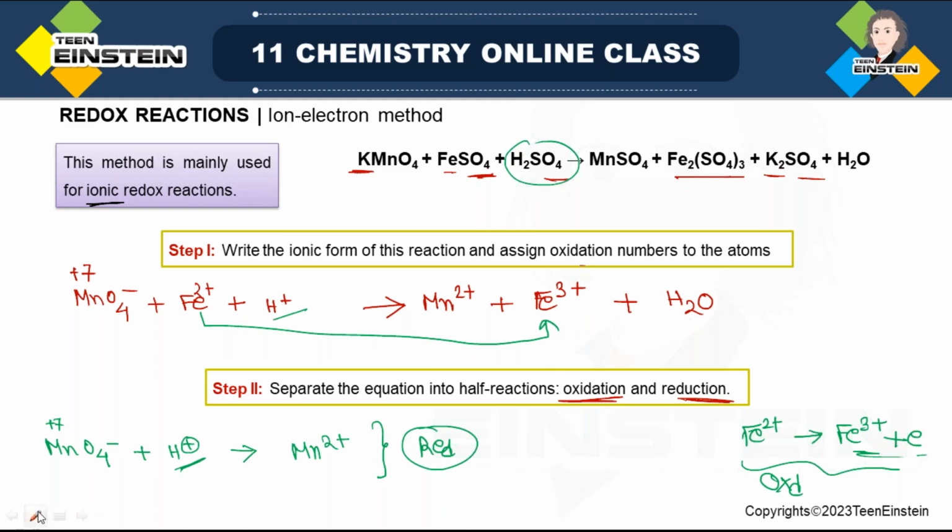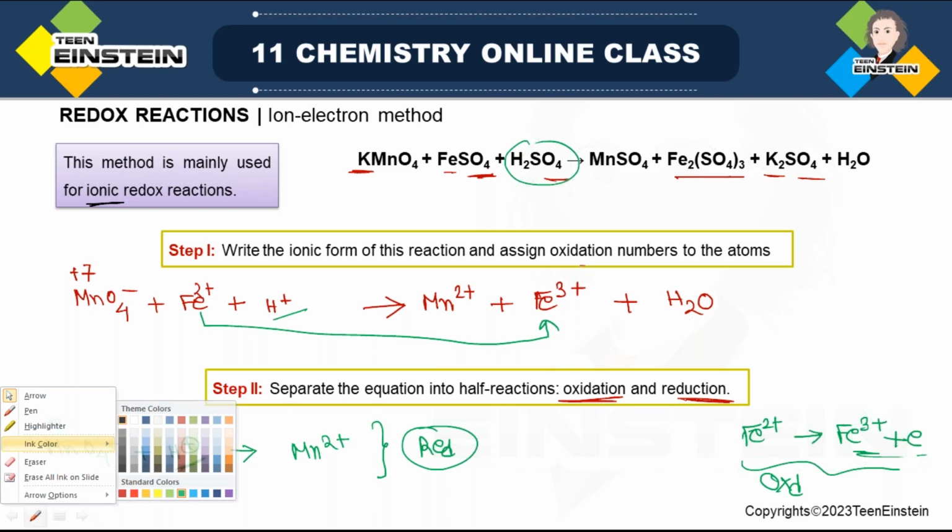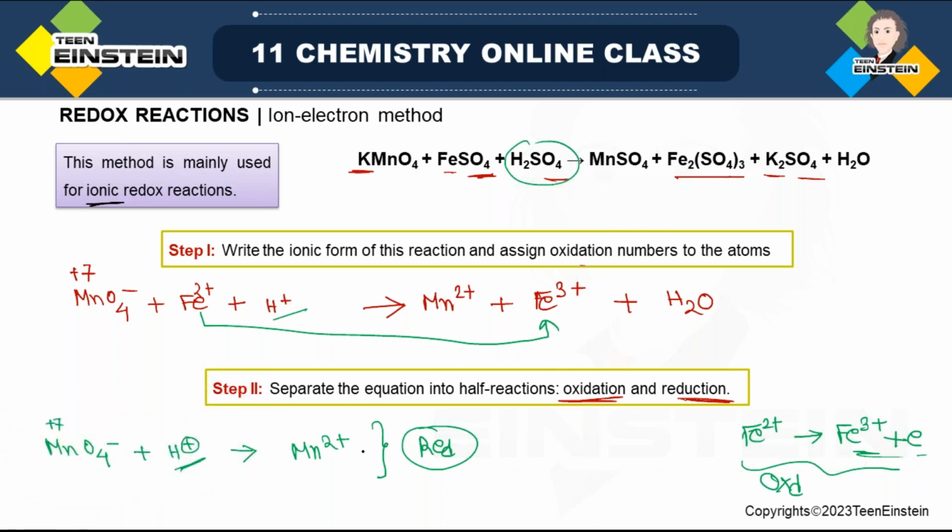So total 4 oxygen in the left hand side, but here we do not have any oxygen. So what I will do, I will write 4 water molecules so that oxygen is balanced. But when I have added 4 water, I am basically adding 8 hydrogen. So here I will write 8H+.